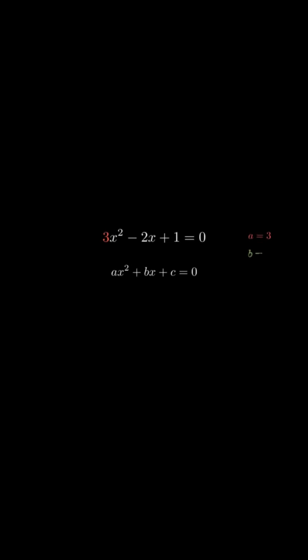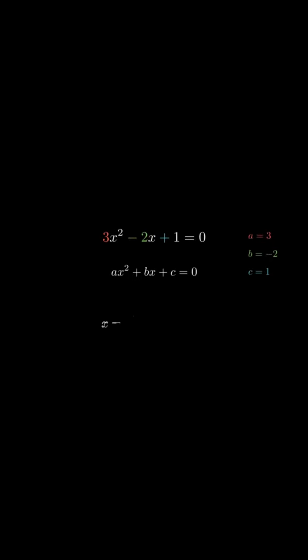Next, we identify that b equals negative 2, which is the coefficient of our x term. This value affects the horizontal position of the parabola's vertex. And finally, c equals 1, which is our constant term. This value determines where the parabola crosses the y-axis.